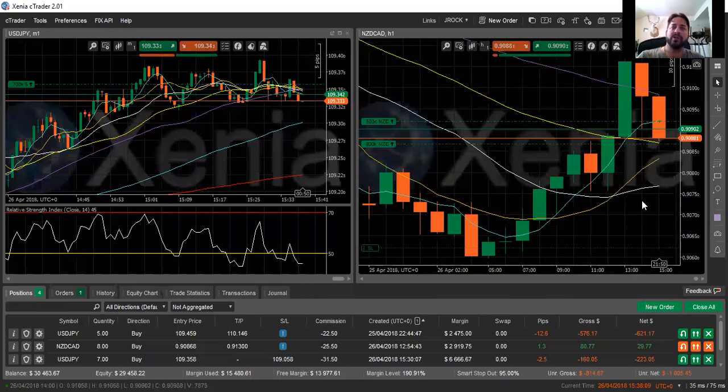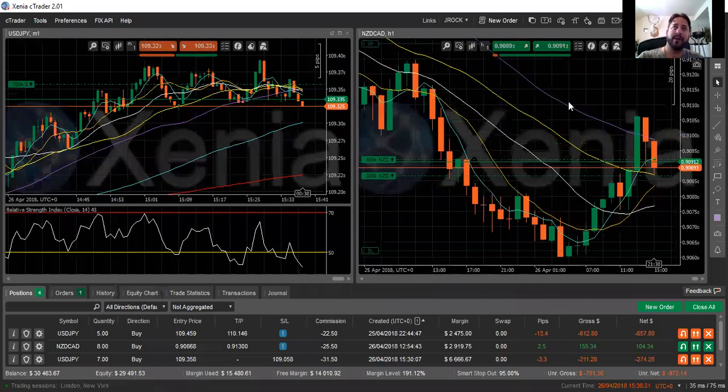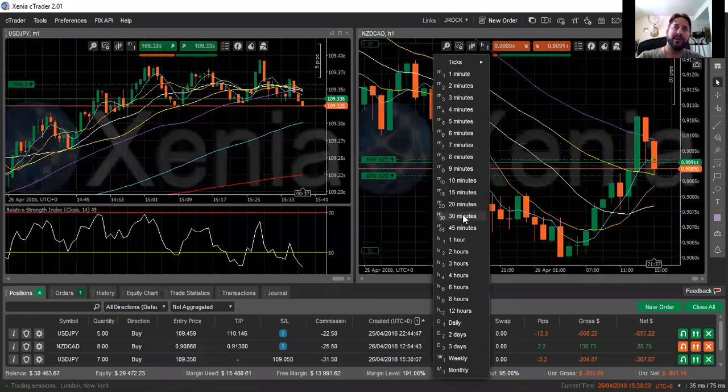So we are in good shape right here. The new hour candle will not form for 20 minutes. It's 21:47 right here on the bottom of my screen. So I think we'll be good. Good spot to buy that pair. 30-minute time frame.